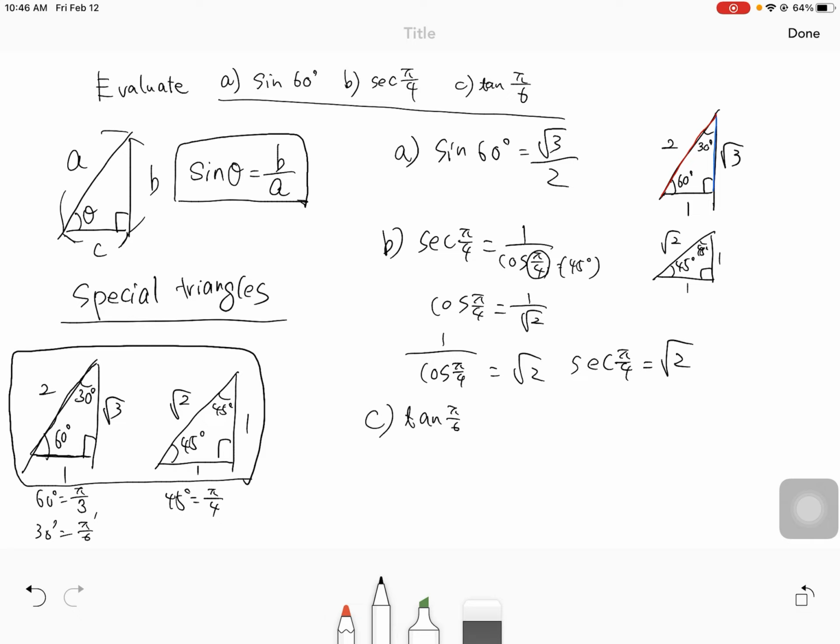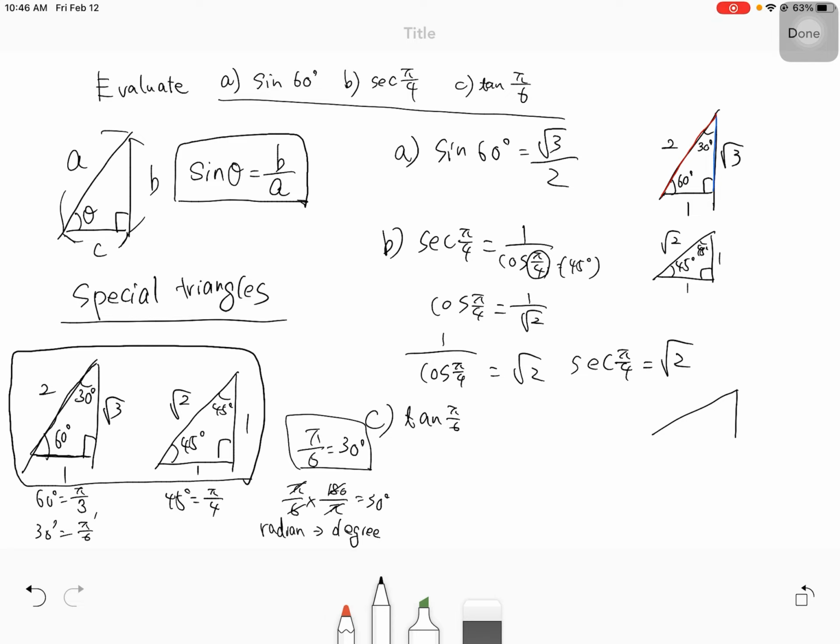Tangent pi over 6. Like I said, let's sketch the triangle here. The pi over 6 is 30 degrees. If you don't remember this, you can just multiply by 180 over pi if you want to find radian to degree. You can calculate it easily. It's going to be 30.